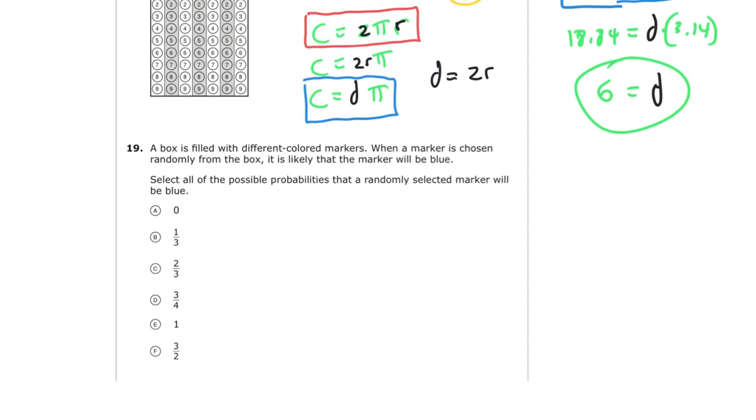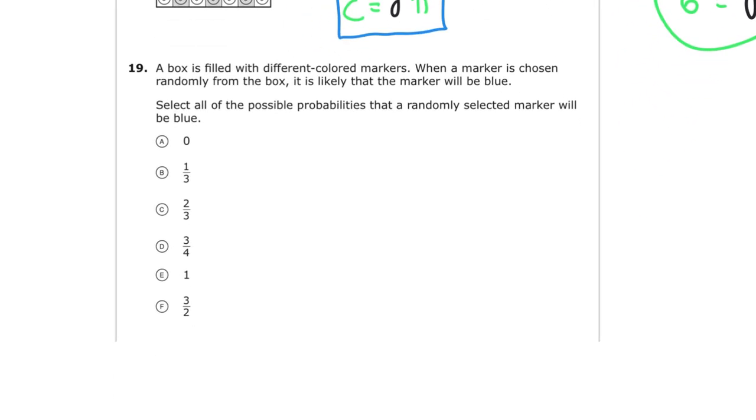Okay, looking at problem number 19. A box is filled with different colored markers. When a marker is chosen randomly from the box, it is likely that the marker will be blue. Okay, that means that there are more blue markers. More than half of the markers are blue, we could say. That's basically what that means. It is likely that the marker is blue.